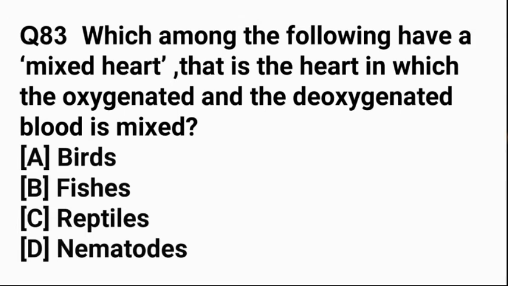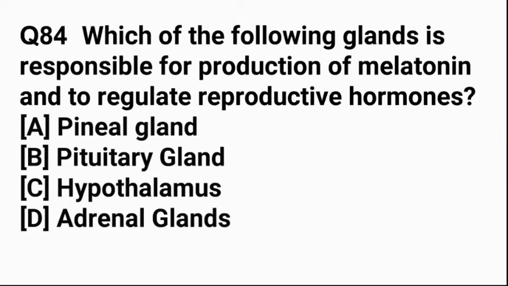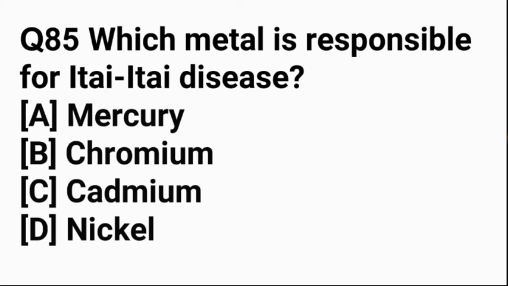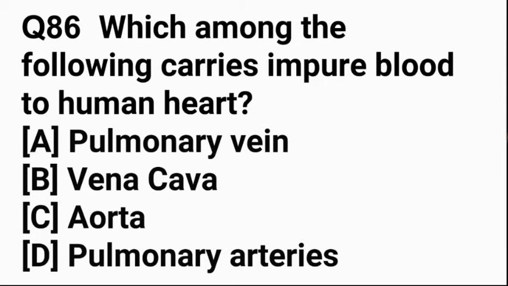Which among the following have a mixed heart, that is the heart in which the oxygenated and the deoxygenated blood is mixed? C. Reptiles. Which of the following glands is responsible for production of melatonin and to regulate reproductive hormones? A. Pineal gland. Which metal is responsible for itai-itai disease? C. Cadmium. Which among the following carries impure blood to human heart? D. Pulmonary arteries.